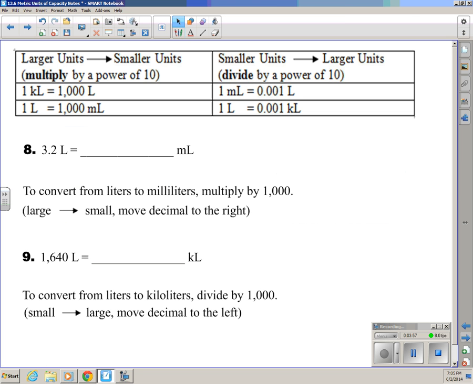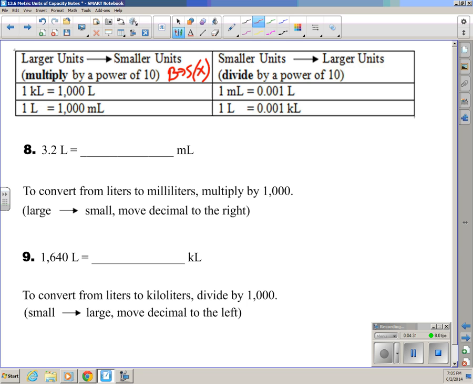So on the back, it's asking you to convert it. So still, if you're going from big to small, you're multiplying by powers of 10. This is what makes the metric system very easy, because you're multiplying by powers of 10 and dividing by powers of 10, which means all you have to do is move the decimal. So if you're going from a big unit to a smaller unit, you know to multiply. Big to small is still multiplying. 1 kiloliter has 1,000 liters, and 1 liter has 1,000 milliliters.